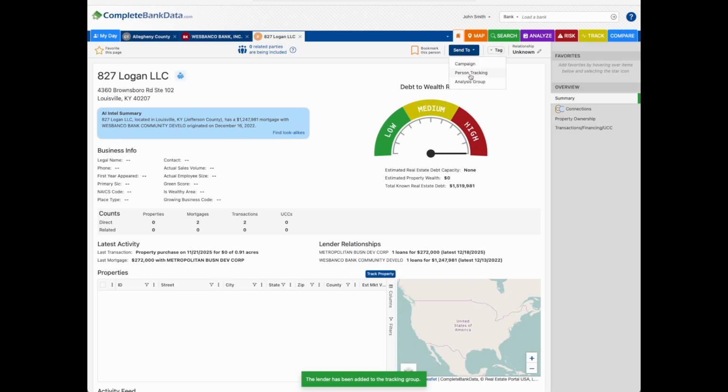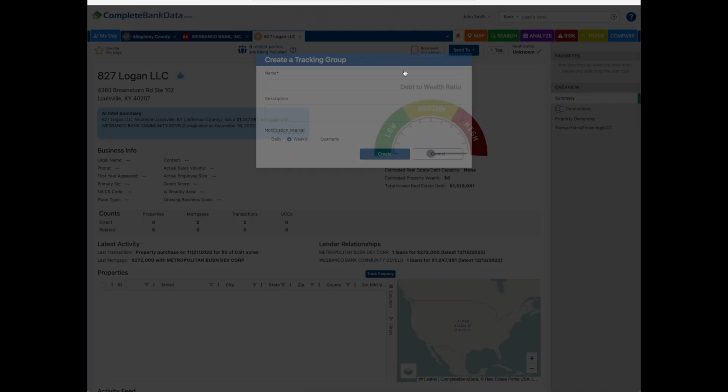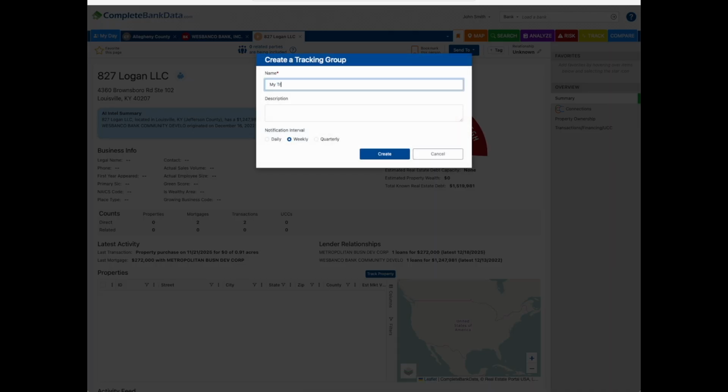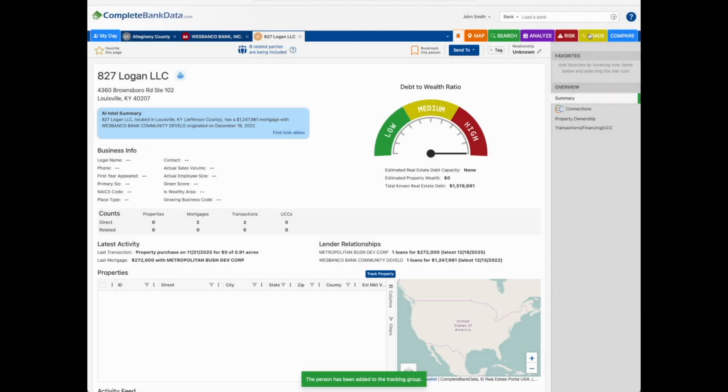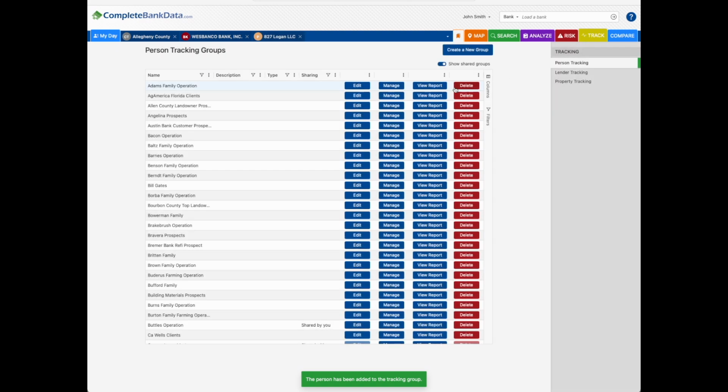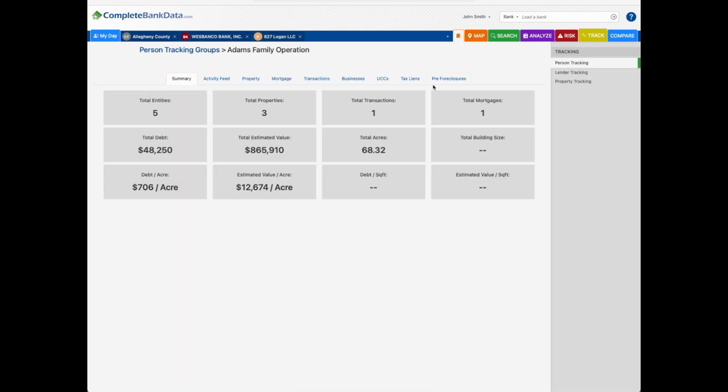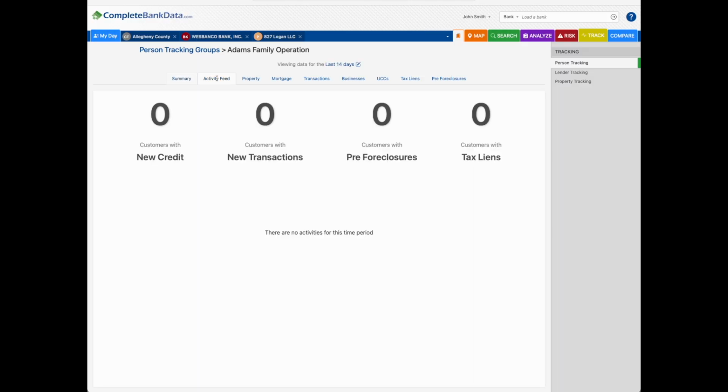For a person, anytime they purchase a property, take out a new loan, have a foreclosure, start a new business, those things will be in your inbox as well. This is a great way to keep track of your market without needing to log back in daily to see everything that's changed. It just comes straight to your inbox on a regular basis.